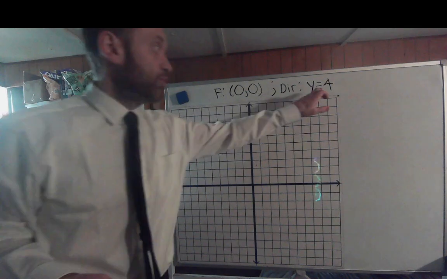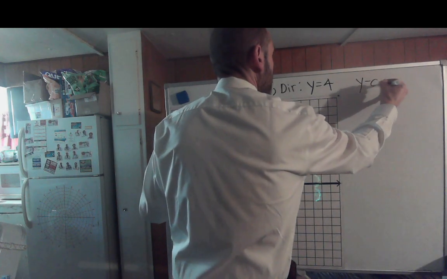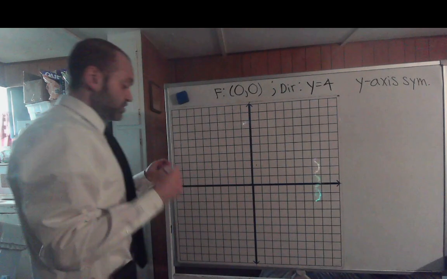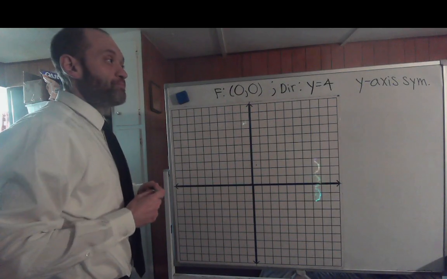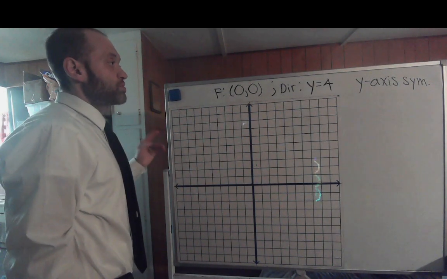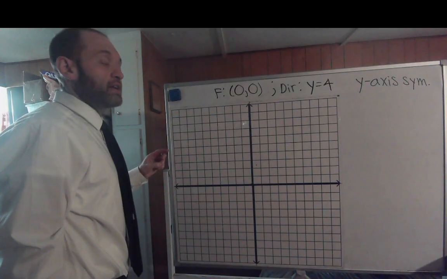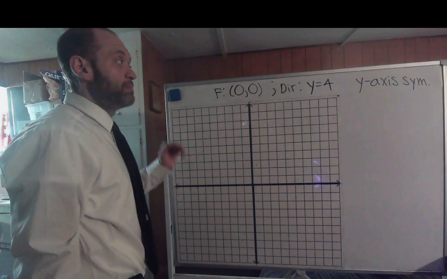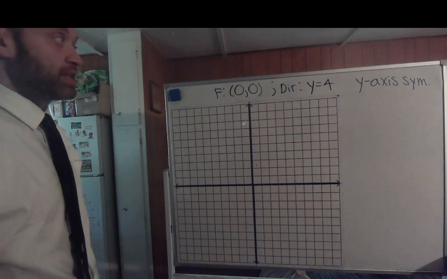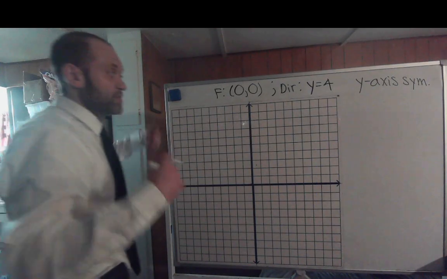Well, that y equals 4 is a dead giveaway for what symmetry we have. That's y-axis symmetry. So the next thing we probably want to do is figure out the coordinates of the vertex. Again, the vertex is halfway between the focus and the directrix. If it's y-axis symmetry, that means we already know the x-coordinate. That's going to stay 0, but we need to find the y-coordinate of the vertex.